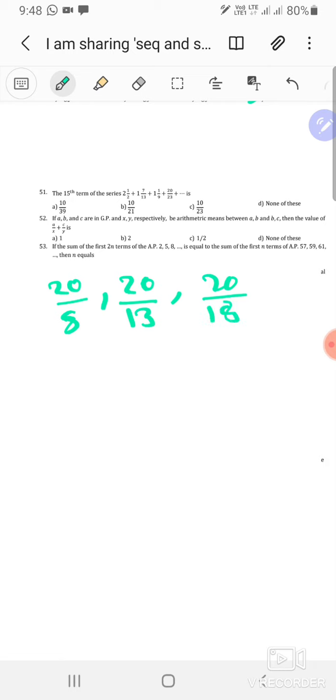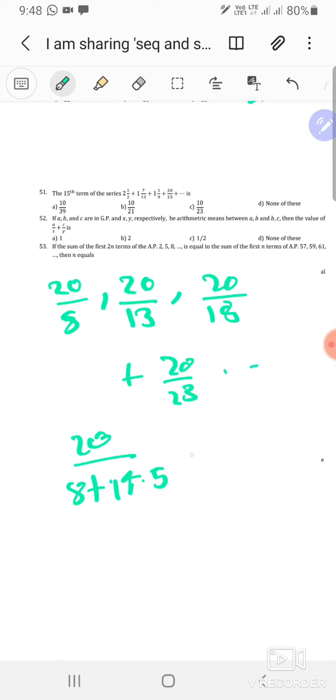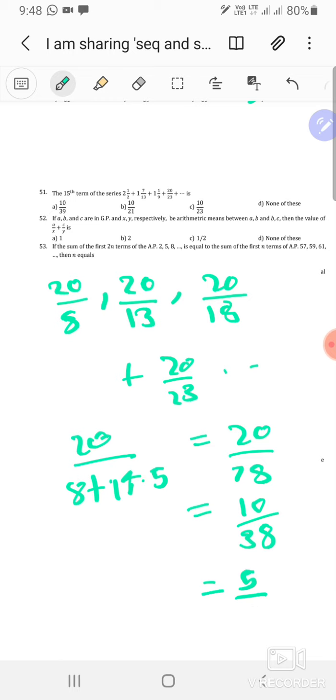The denominators are going up by 5. So it is like a harmonic progression, plus 20 upon 23 and so on. Okay, so you want to find the 15th term of this series. So that would be 20 upon, the first term is 8, I mean in the denominators, plus the 15th term, so 14 times the difference, which is 5 over here. So 20 upon, 14 times 5 is 70, so 70 plus 8 is 78. So that has to be, let's simplify this, 10 upon 39. Yeah, that's correct. So 10 upon 39 should be the 15th term.